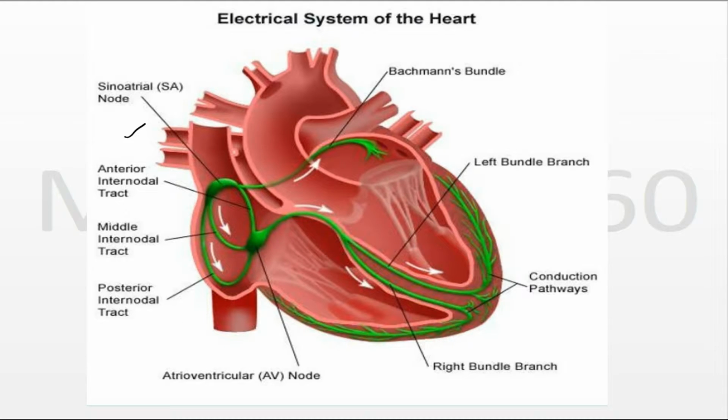Now about the pathophysiology of first degree heart block. In first degree heart block, the delay can be in the AV node, and in most cases there is most likely a delay in the AV node. The delay can also be in the His bundle or in left bundle branch block, but the most common site of delay in first degree heart block is the AV node. Then there can also be a delay in the internodal tracts.